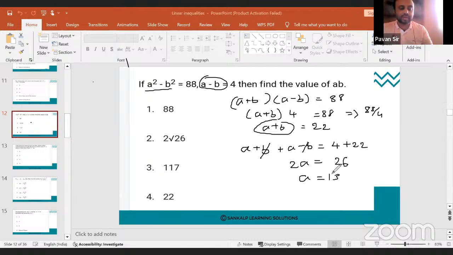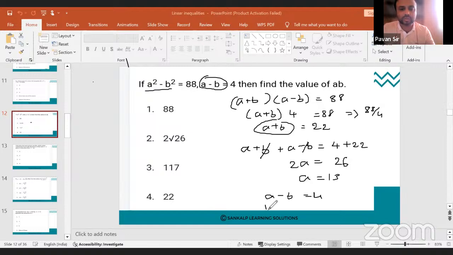Correct? 13 we got. So substitute that value in one of the equations. A plus B, A minus B is how much? One of the equations, A minus B is 13. Sorry, A minus B is 4. It is A minus B is 4.